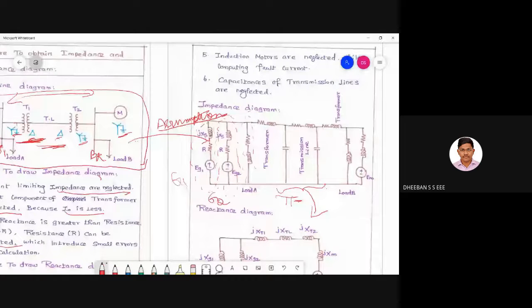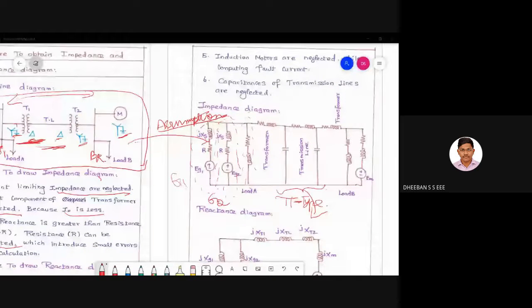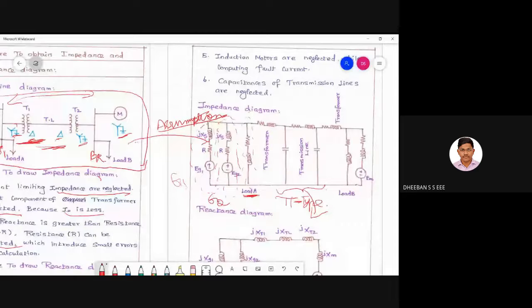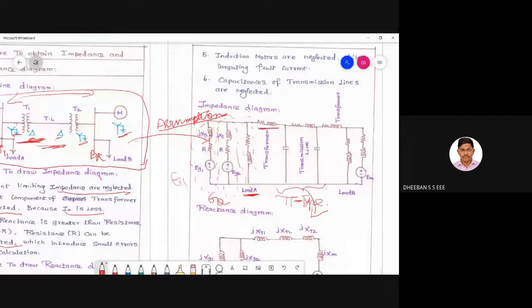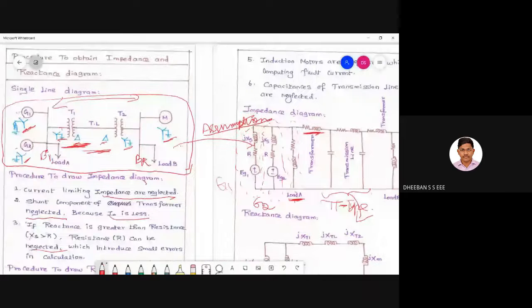And after this, you'll be representing, sorry, here this is a load, not a transformer. So this is the load, and this is the transformer. This is load A, which is connected to this bus. As it is connected to this bus, immediately after G1 and G2, you have to represent the load.